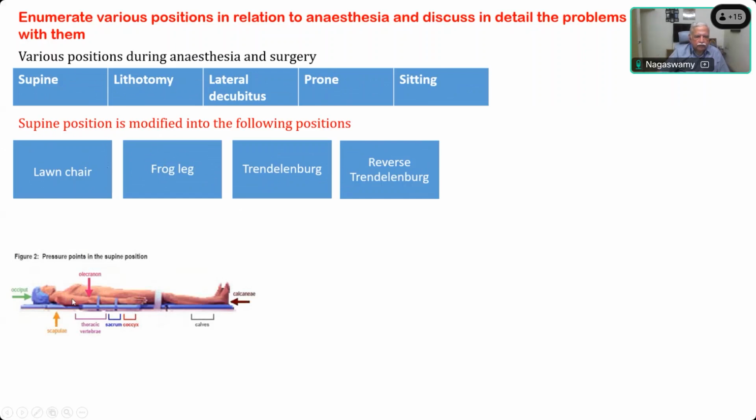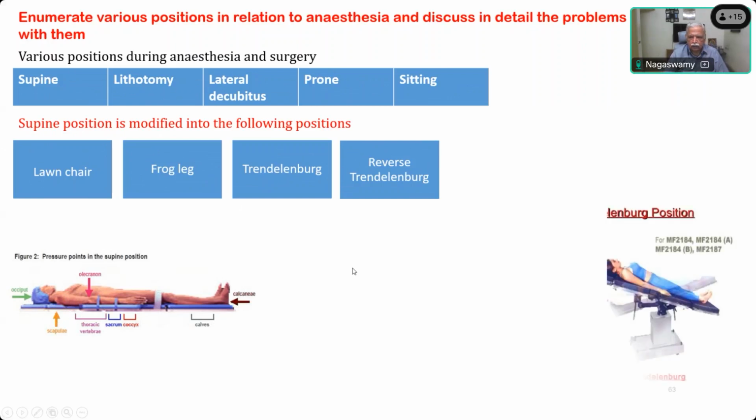And here you can see the patient's upper limb is by the side of the body. Normally, we try to keep it abducted at the side majority of the time, but in some cases it will be by the side. So these are all the common pressure points where the patient is going to lie down for several hours for the surgery, where compression can produce problems: occiput, scapula, thoracic vertebra, sacrum, coccyx, calf muscles, calcaneum, olecranon.